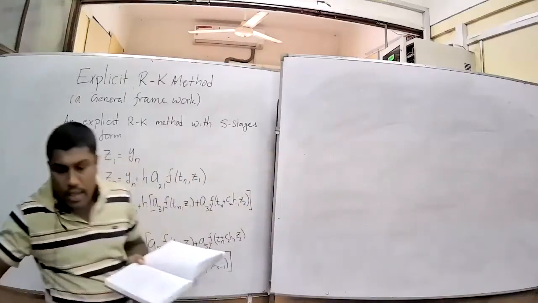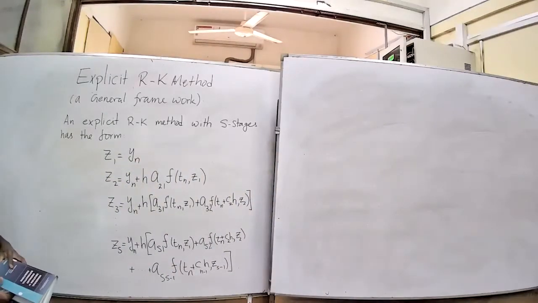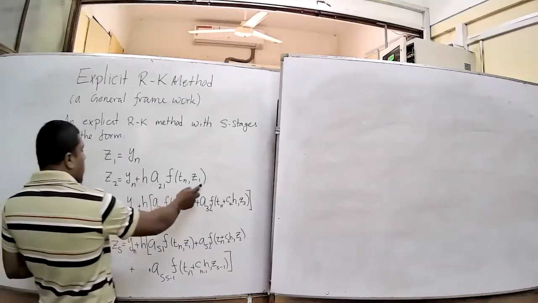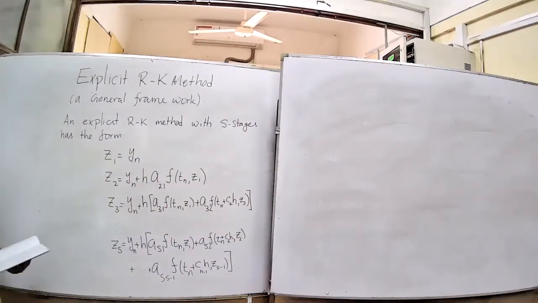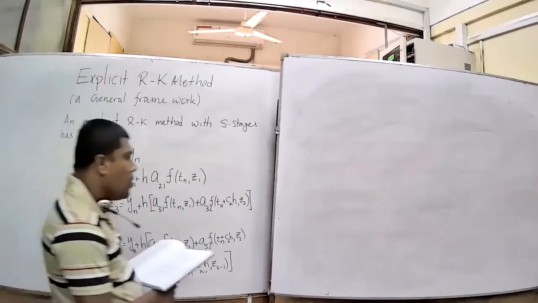Right, so basically these you can think of as derivative approximations, right? So this is an approximation, this is an approximation, this is an approximation at certain points, right? So that's how we are doing.